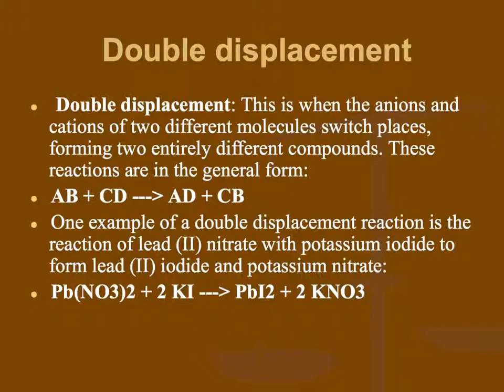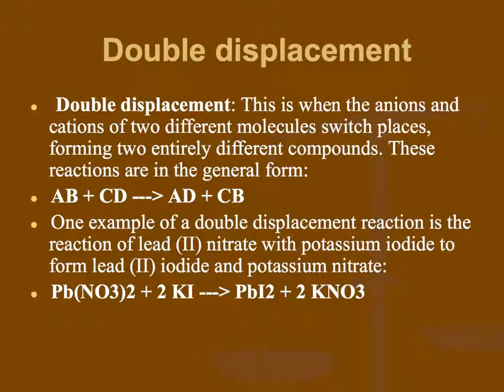What we have is, if we go back over, our cations are first. So our A and our C would be our cations. Those are positively charged. Our anions are second. Those are our negatively charged substances. And so we would have our like charges trading places. So A and C would trade places, and we would get chemical AD plus chemical CB.